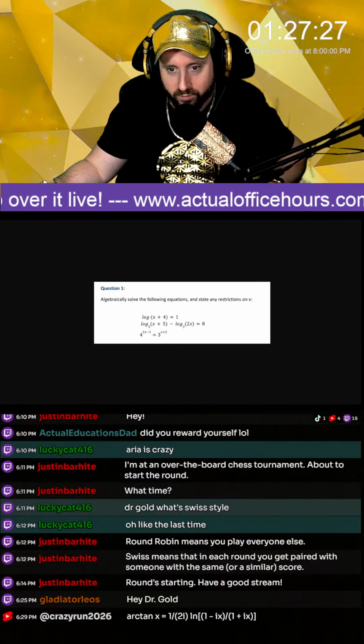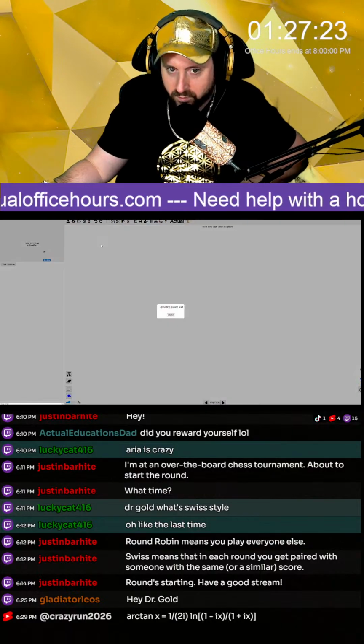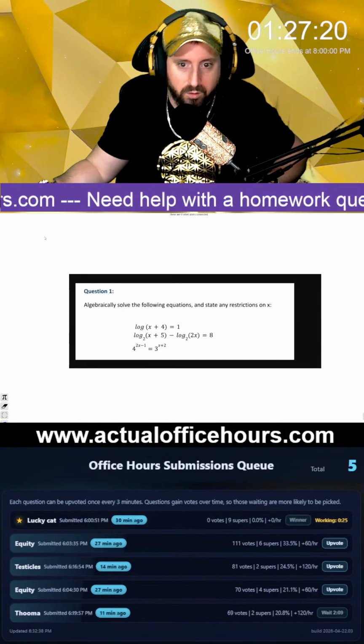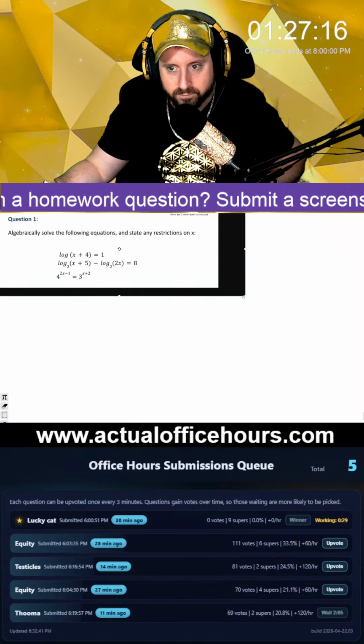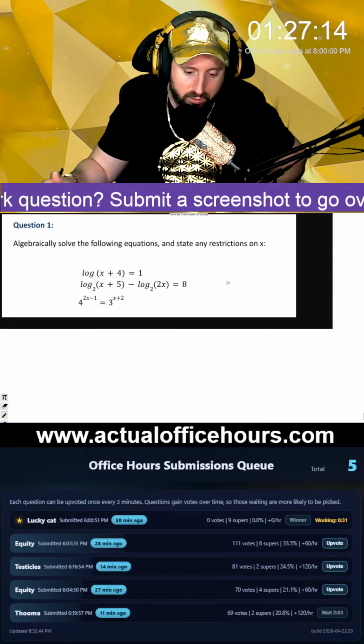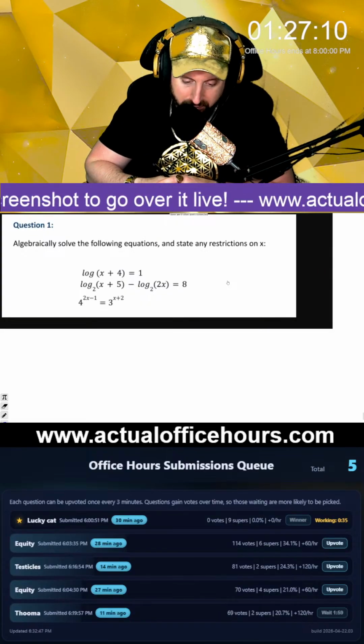Oh, I love these. These are fun. We're gonna do log questions. Love logs. Okay. Algebraically solve the following equation. State any restrictions on x.